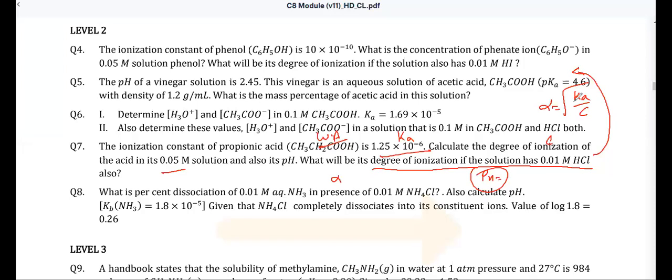Okay, right everyone? Any doubt till question number 7? Tell me. Tell me everyone, any doubt till now?